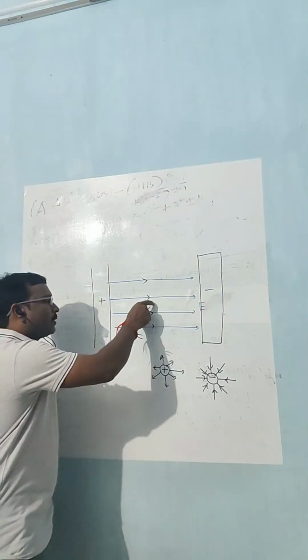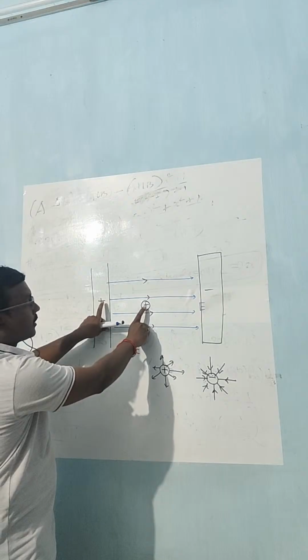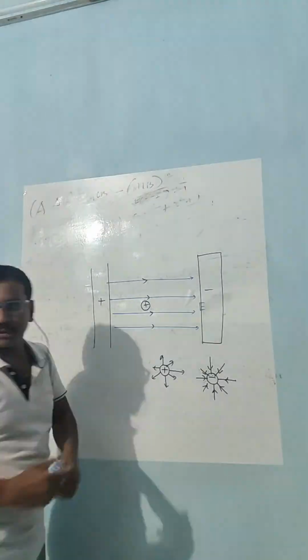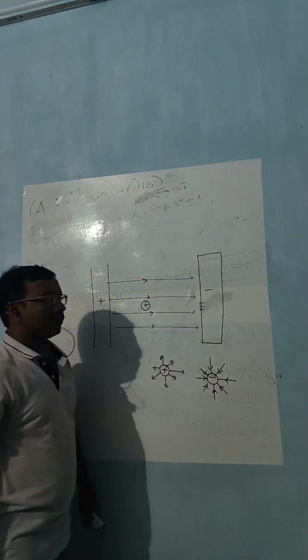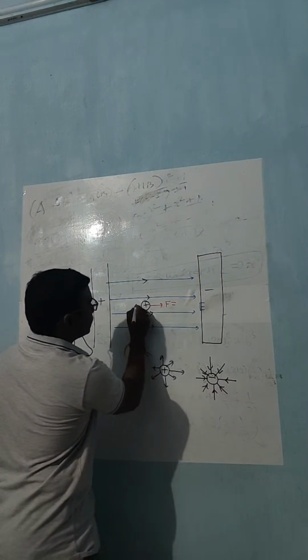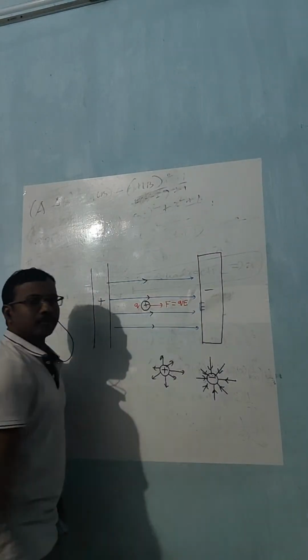If I place a positive charge here, these two are repulsed. It experiences a force. This is the direction of the force. Suppose this is the charge Q, then the force F equals QE.